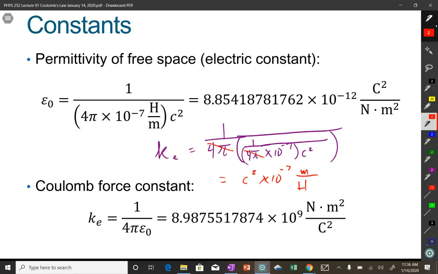So that should not have changed, because c hasn't changed, and c squared hasn't changed. Oh, and 10 to the minus 7, I think we can agree that hasn't changed either. I would hope not. So those are the constants we're using.